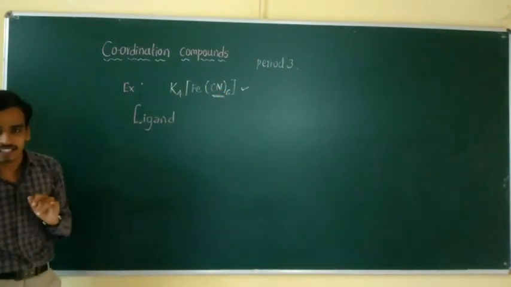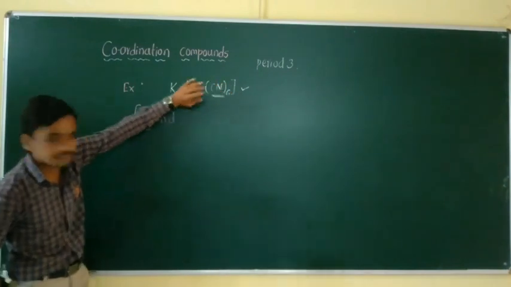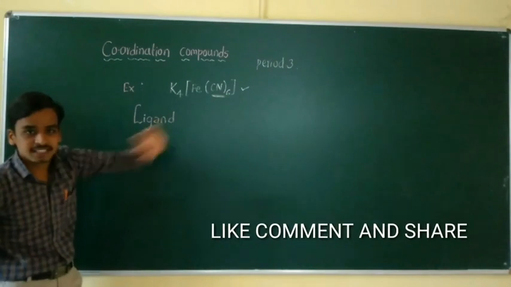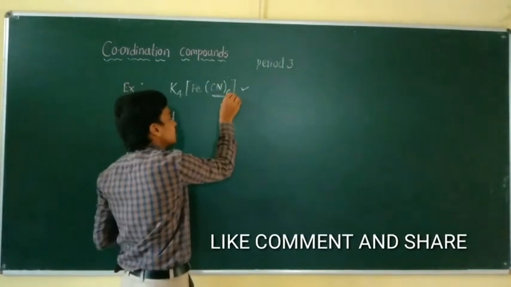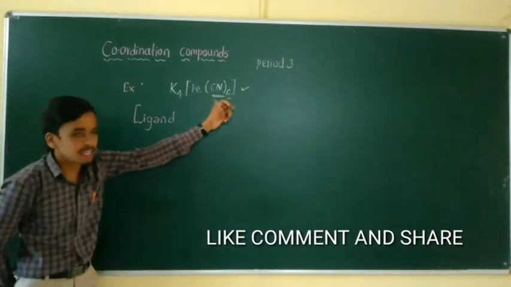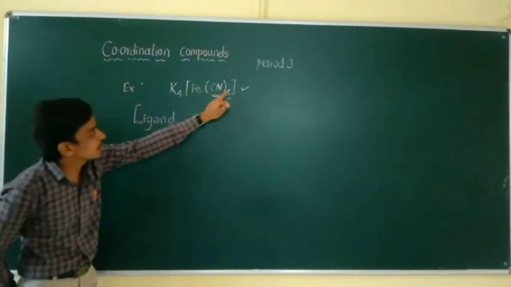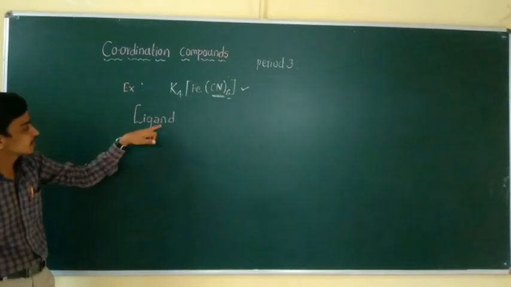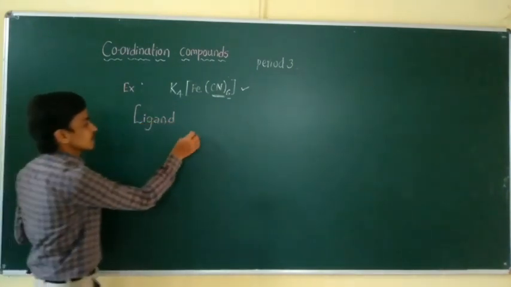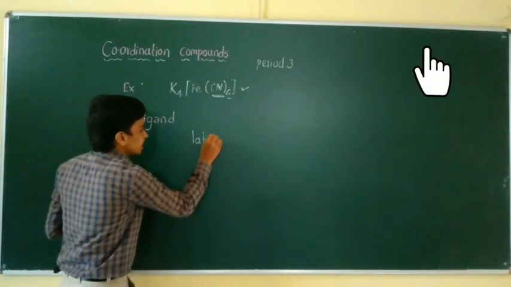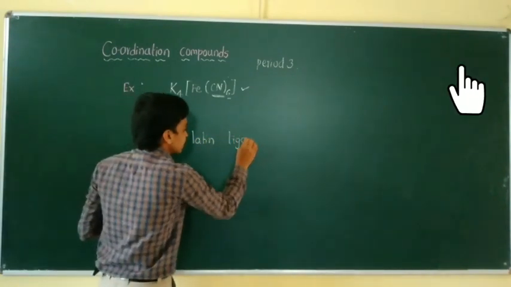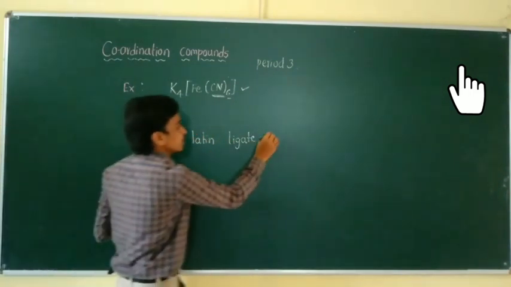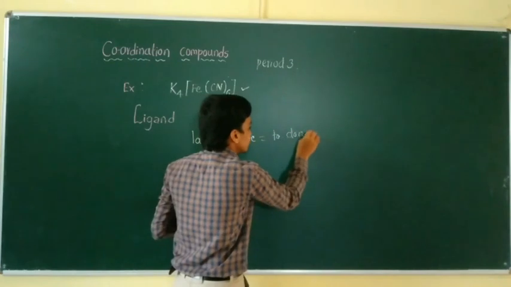How do we identify the ligands? Ligands are always represented inside an open bracket like this. It means these are the ligands. In this complex, a total of 6 ligands are present. They may be the same or different, but in this example, all 6 ligands are the same. First, you have to know how to define a ligand. The word ligand is originally derived from the Latin word ligate, and ligate means to donate.